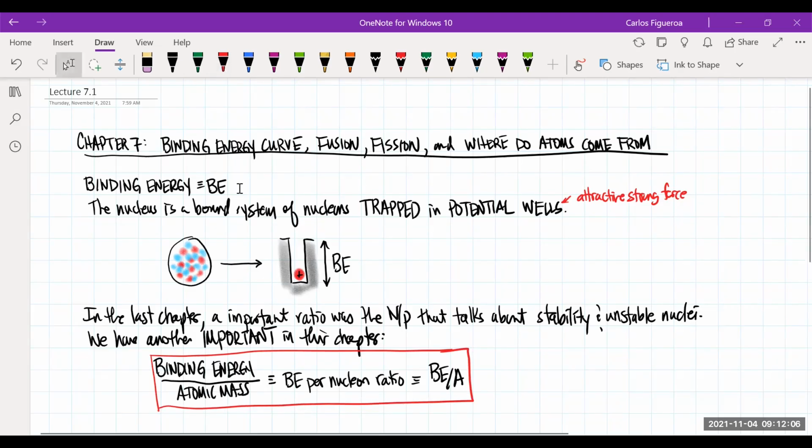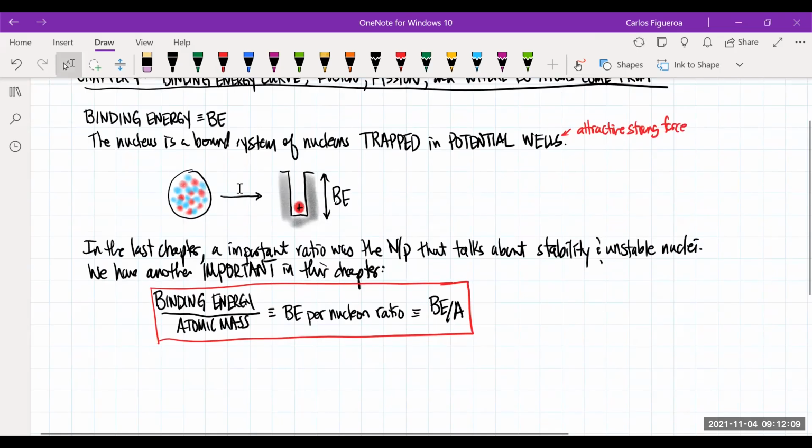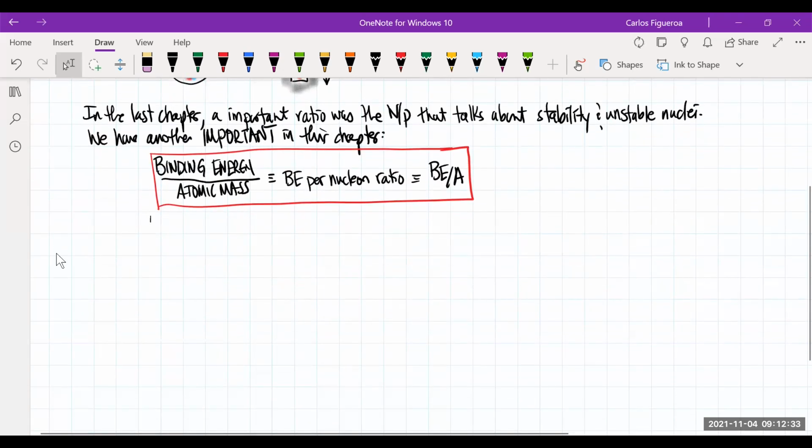And so what we're seeing here is that if there's a lot of binding energy per nucleon, then we have a very tightly bound nucleus. If the binding energy per nucleon is small, then we don't have a tightly bound nucleus, and there's an easy way to sort of rip it apart here. But we're still moving in the direction of talking about binding energy. And so this is going to be a very important ratio right here.